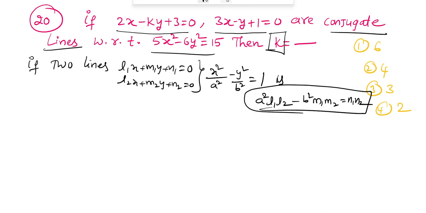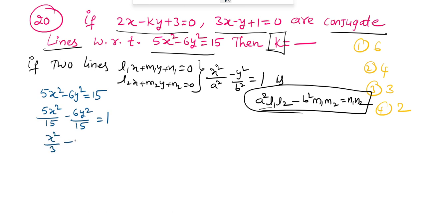So now the given hyperbola is 5x square minus 6y square is equal to 15. Dividing by 15, this is 5x square by 15 minus 6y square by 15 is equal to 1. This is x square by 3 minus y square by, here 3 cancels, 3 fives are 15, y square by 5 by 2 is equal to 1. Here a square is equal to 3 and b square is equal to 5 by 2.